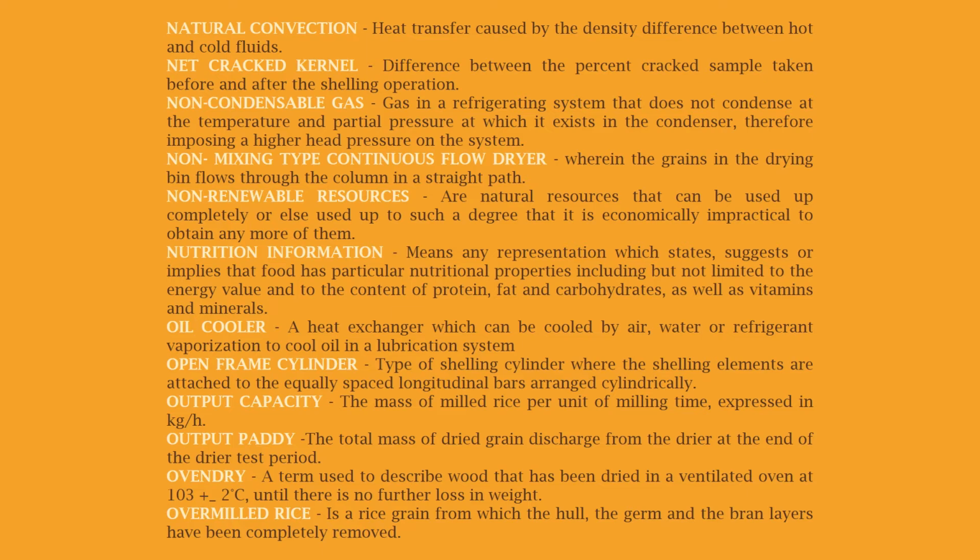Non-mixing type continuous flow dryer, wherein the grains in the drying bin flow through the column in a straight path. Non-renewable resources, natural resources that can be used up completely or else used up to such a degree that it is economically impractical to obtain any more of them. Nutrition information, any representation which states, suggests or implies that food has particular nutritional properties, including but not limited to the energy value and to the content of protein, fat and carbohydrates, as well as vitamins and minerals.